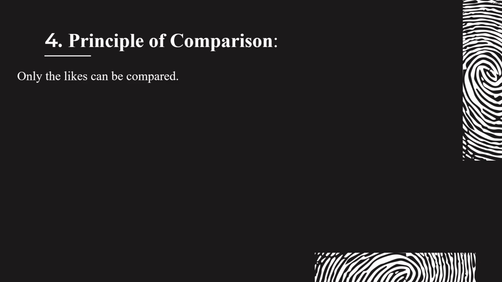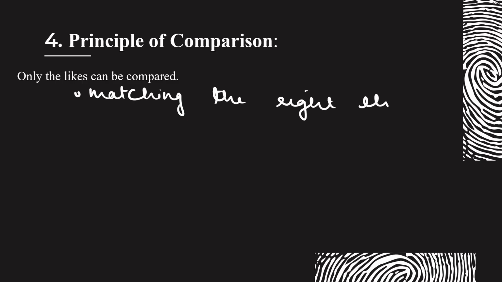So the fourth principle of forensic science is principle of comparison, which states that only the likes can be compared. So this one is all about matching the right things. Now, what does this mean? In simple words, only similar things can be compared, or as we say in forensics, only likes can be compared with likes. Now, let me explain this with a quick example.